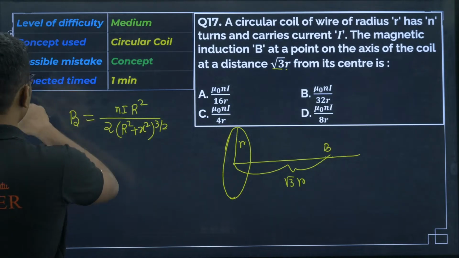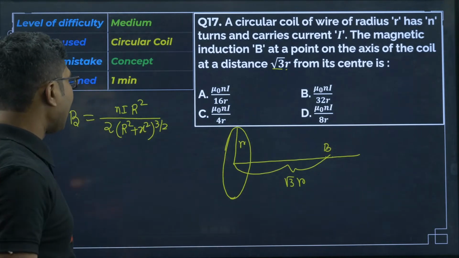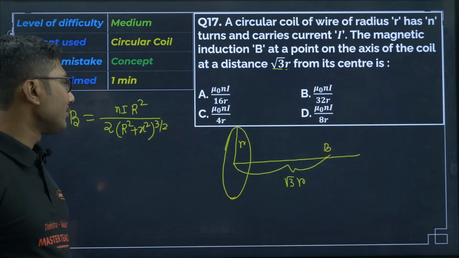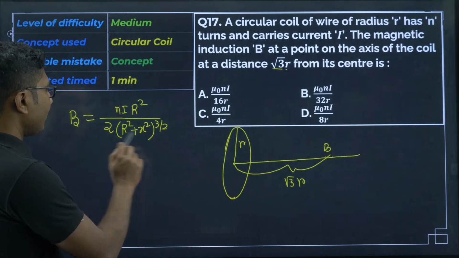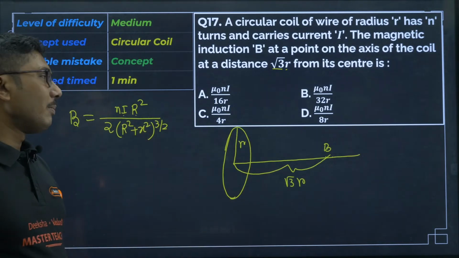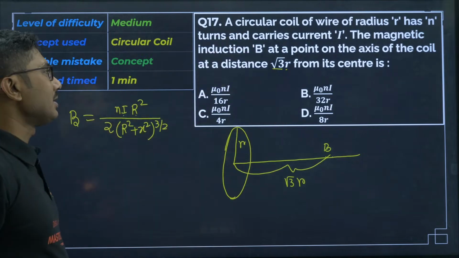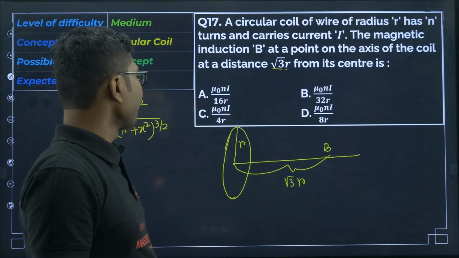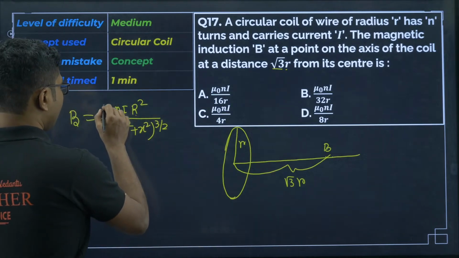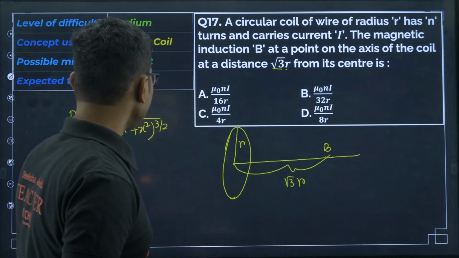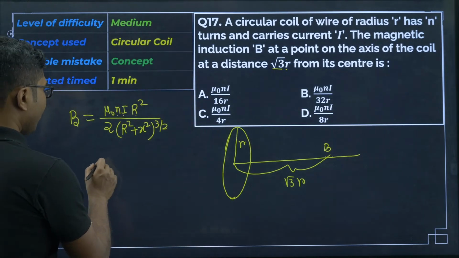I think I made a mistake. It will be n I r square. Yes, n I r square divided by 2 r square plus x square to the power 3 by 2. This is the formula for magnetic field. Now, generally we have only I r square, but because there are n number of turns, you have to multiply that with n. That is it. And there is a mu naught obviously. This is the formula. Now, you have to put the values.